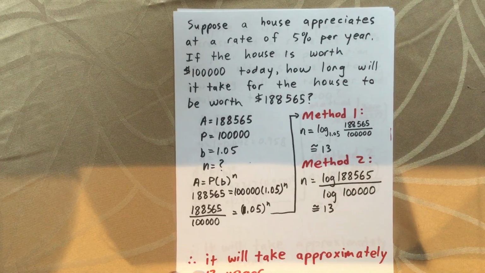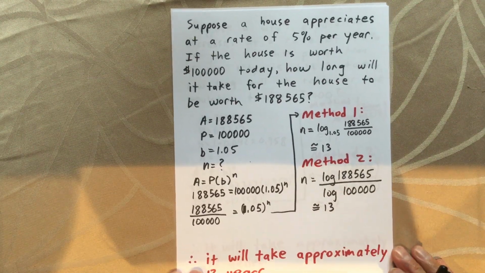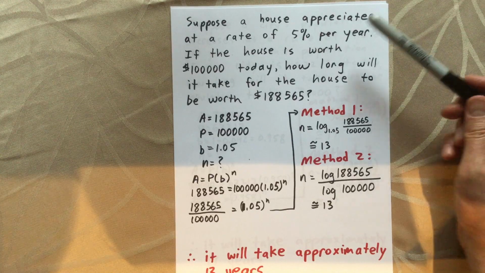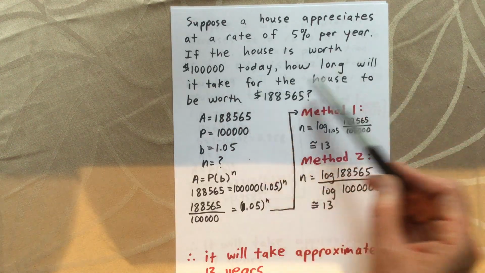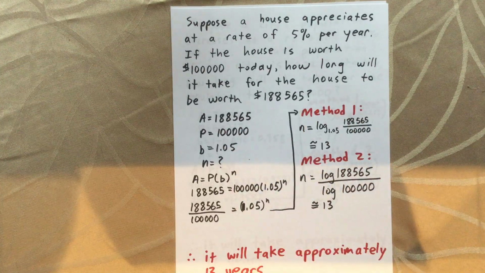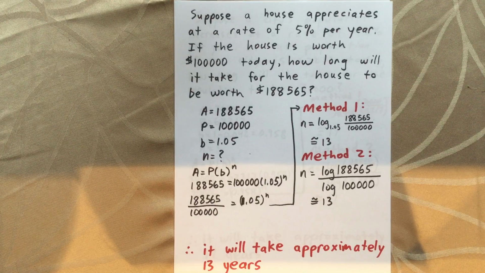So let's do some examples. Suppose a house appreciates at a rate of 5% per year. That means it increases. If the house is worth $100,000 today, how long will it take for the house to be worth $188,565?